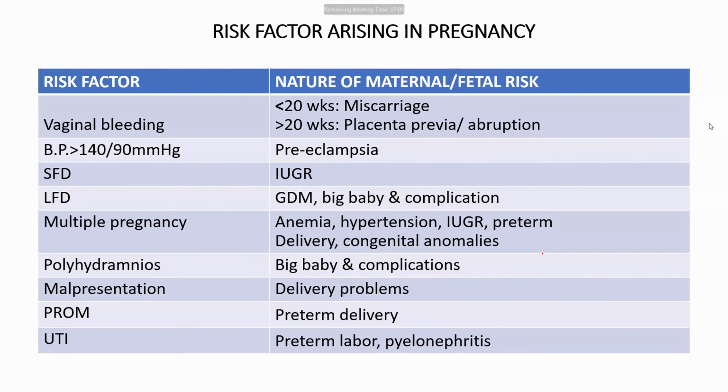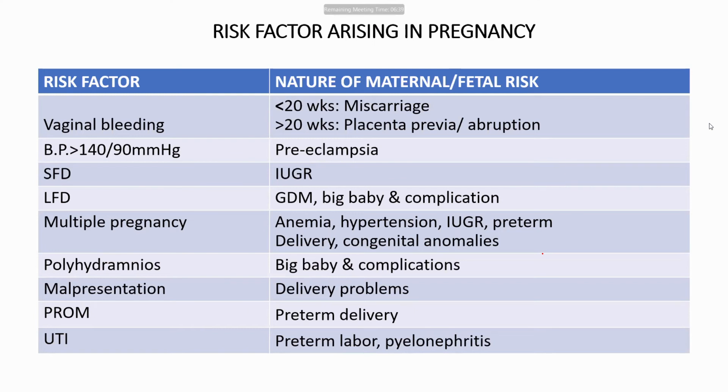Symphysiofundal height. So normally, sorry, small for gestational age. Then there is tendency of the patient developing IUGR. Though the majority of the cases are constitutionally small, there is around 10 to 20% chance they can develop intrauterine growth restriction. Similarly, large for dates, then there is tendency of big baby and its complications.